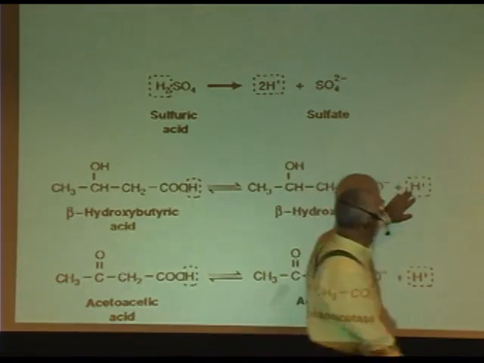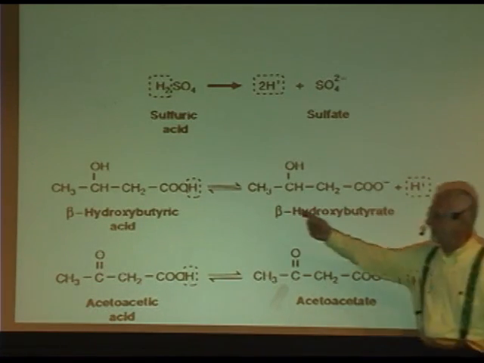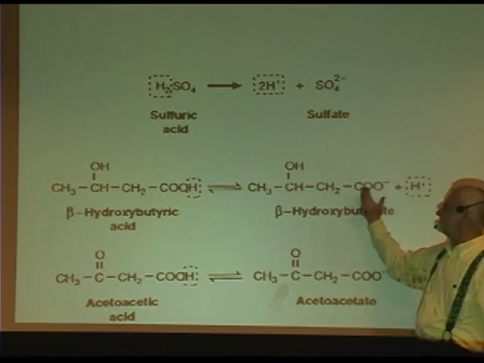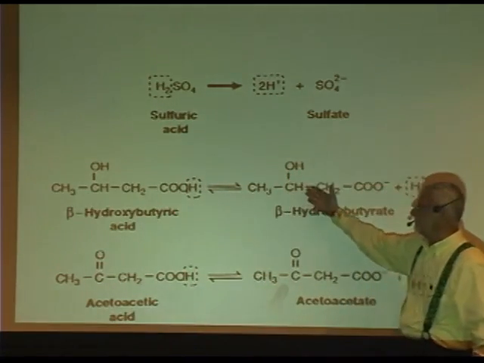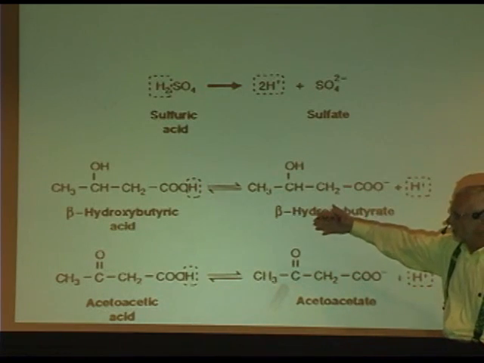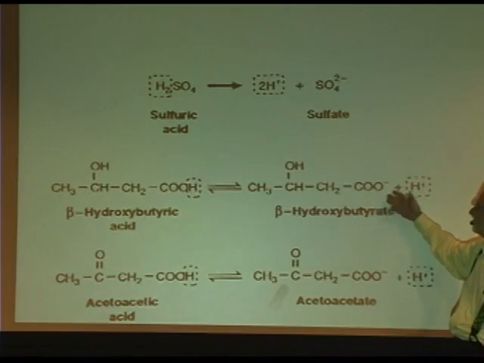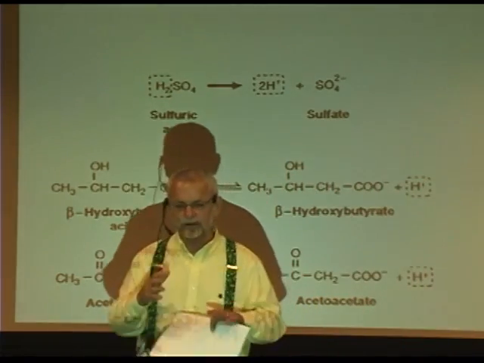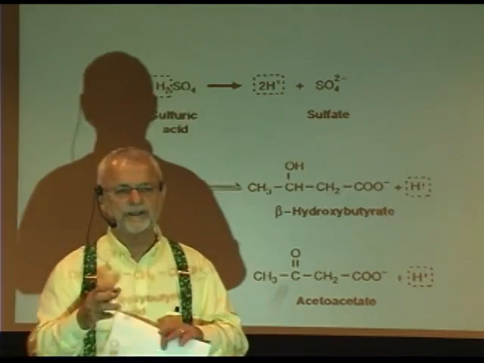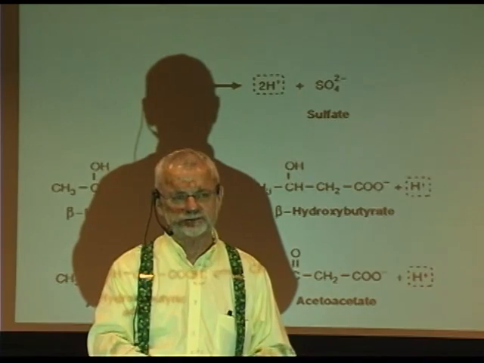Now, we can make it all dissociate by combining enough hydroxide with this water to make this whole equation move in this direction. We just keep taking the protons away. This will keep dissociating, and we can turn all the beta-hydroxybutyric acid into beta-hydroxybutyrate. But what I'm talking about is when people describe a strong acid or a weak acid, they're just talking about taking that acid, putting it in solution, will it completely dissociate or not?